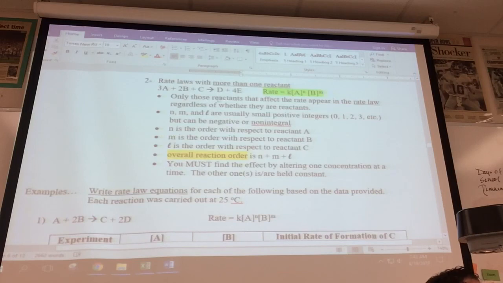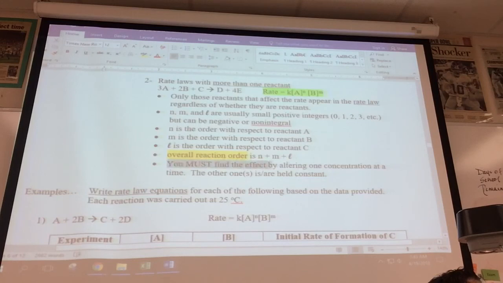I told you that if the reactant's not in the rate law, the order is 0 with respect to that one. N, M, and L, for your purposes, will be somewhere between 0 and 5 or 6. They can be negative. They can be non-integral. You won't see that this year. That's very complicated. We talked about N being the order with respect to reactant A, M for B, L for C. Overall order is the sum of the exponents.